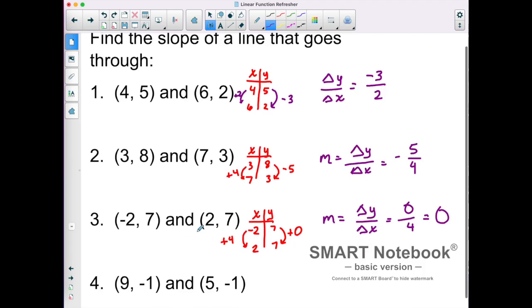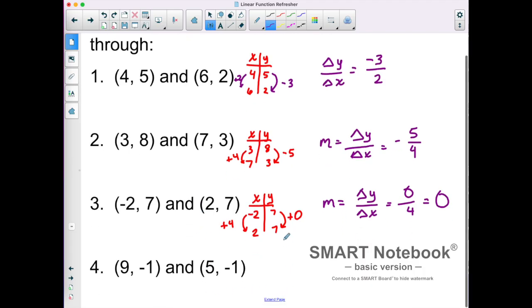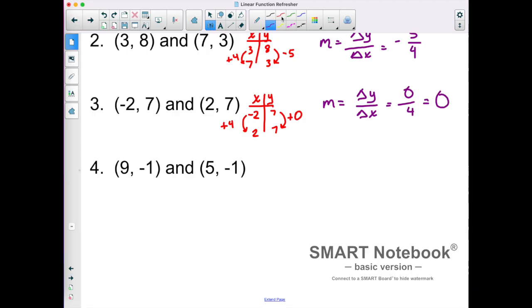And the last one, 9, -1, and 5, -1, we can see that the y values change by 0 again, and the x values change by -4. So slope is 0 over -4, which is still equal to 0.